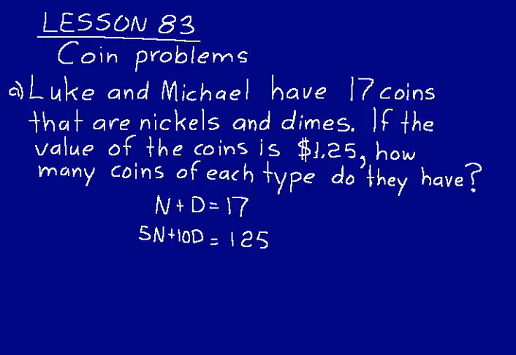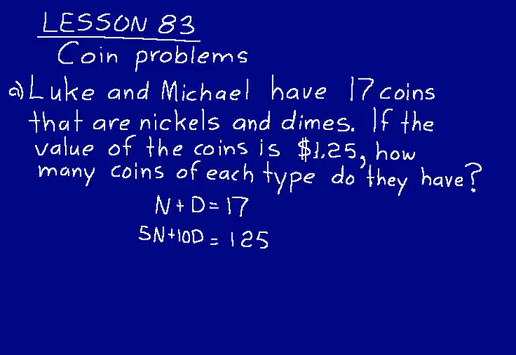Okay, so now we have two equations and two unknowns, and hopefully you can recognize that those look like linear equations, so we can solve them simultaneously and we'll be able to figure out our nickels and dimes. Let's just take the top equation, solve it for n, and substitute it into the bottom equation.